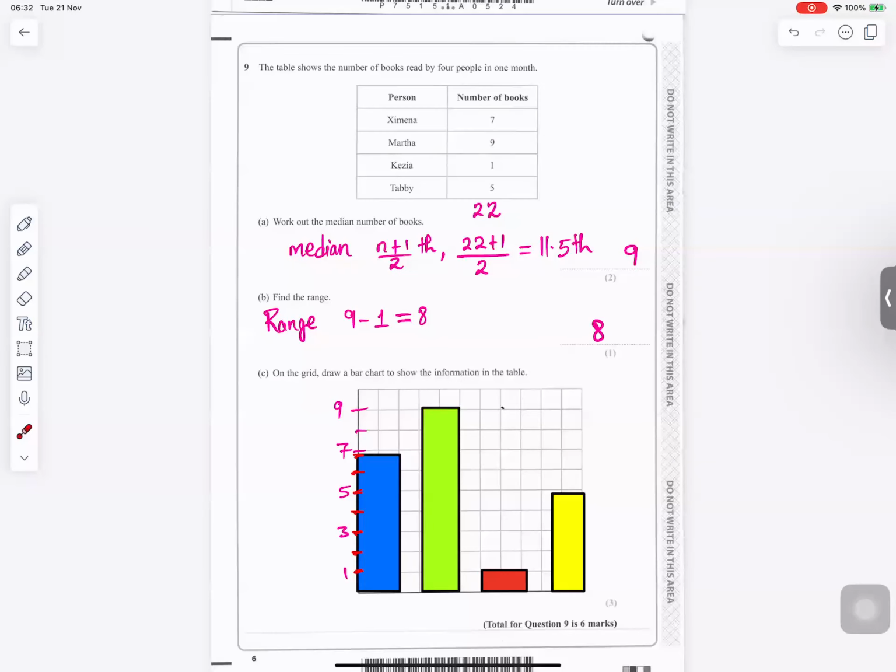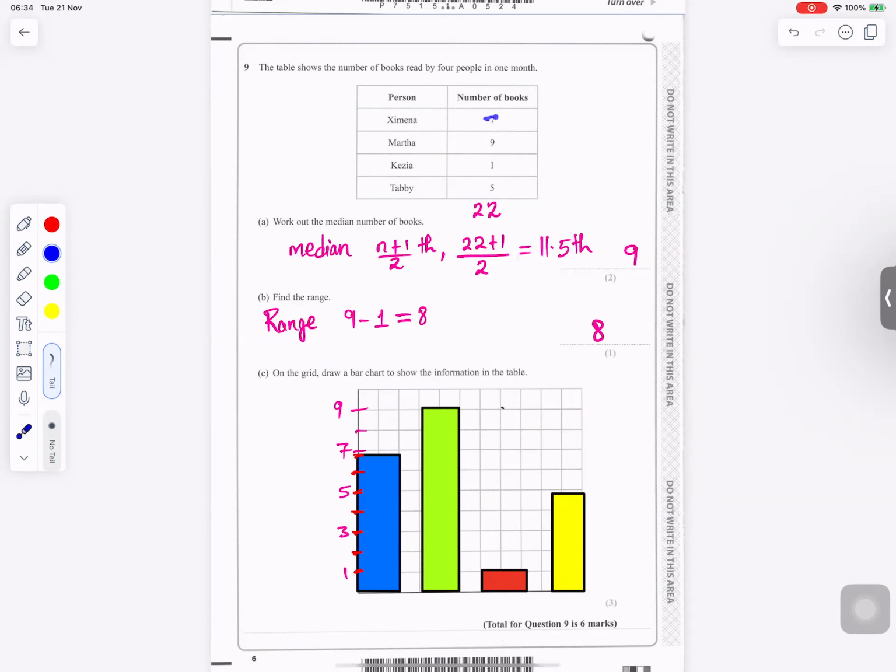Question number 9, work out the median number of books. So we have each person and the number of books. What we do, we add the total. It gives us 22 books. The median is the n plus 1 over 2th book. So 22 plus 1 is 23. 23 divided by 2 is 11.5. So it's the 11.5th book.